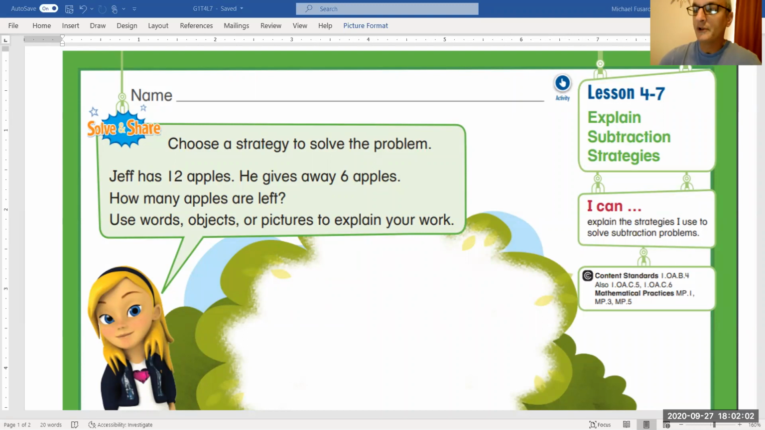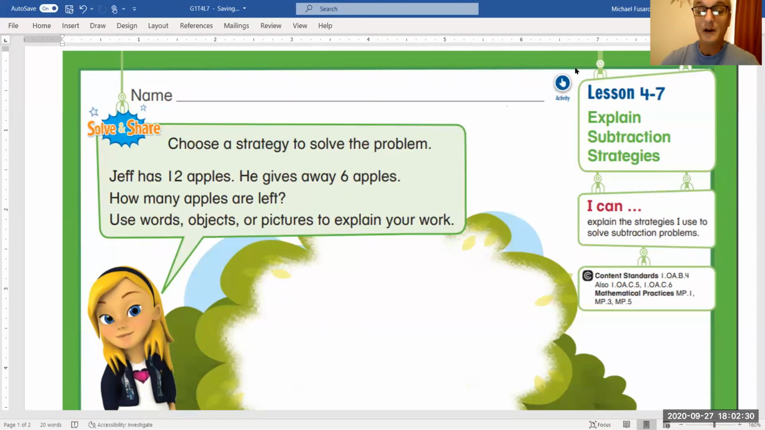Okay, boys and girls. So like I said, today is lesson 4-7, explain subtraction strategies. I'm going to say that one more time, guys. Lesson 4-7, explain subtraction strategies. After today's lesson, boys and girls, you're going to be able to say, I can explain the strategies I use to solve subtraction problems. Okay?